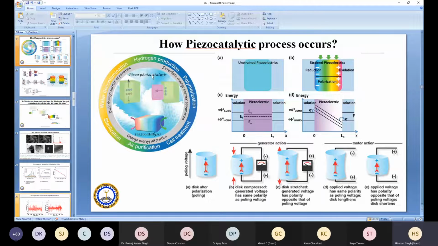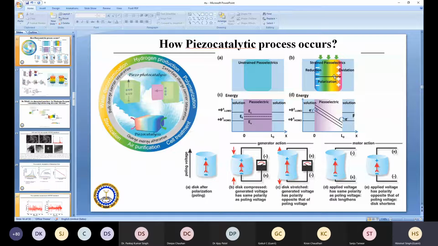And this process can also be coupled with the photocatalysis process if the material has a significant band gap to act as a photocatalyst and also has piezoelectric properties. In the case of this piezocatalyst, when it is unstrained, you can see the Fermi level is within the valence band and the conduction band, and it's not aligned with the solution. This one is the band diagram for the solution, and this one is for the piezoelectric.